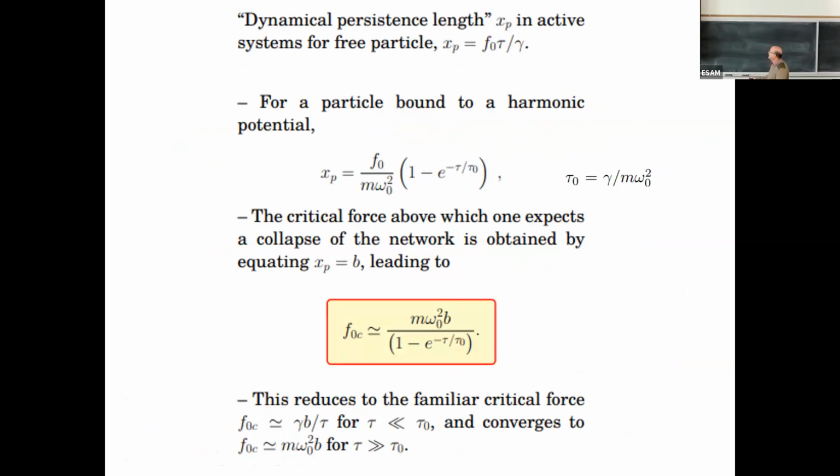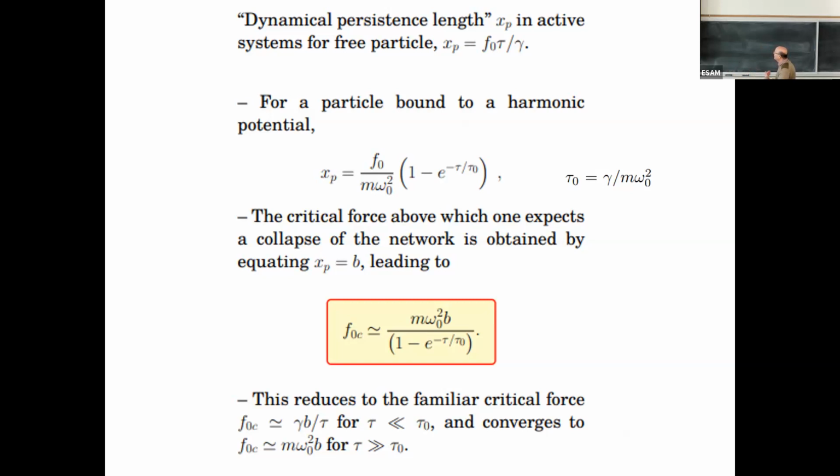This is called the persistent length. For some reason, in the field of active systems, they borrowed it from polymers. So for a free particle, the persistent length is just F0 tau divided by gamma, just the position after time tau. It goes with constant velocity. In a harmonic potential, it's this. So this is the distance a particle travels under force F0 up to time tau.